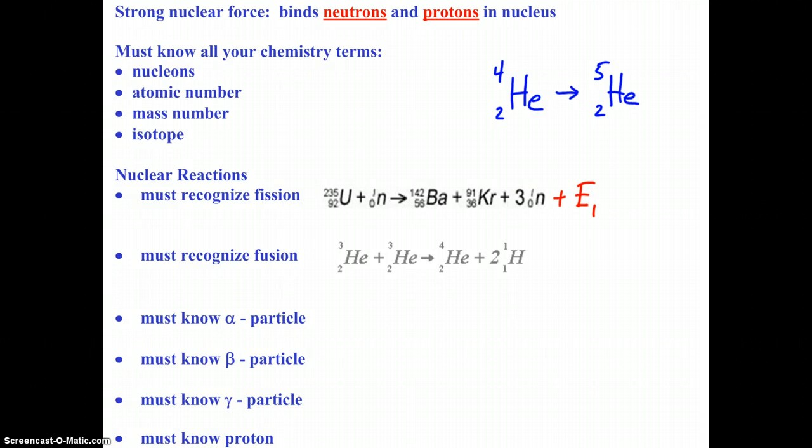Nuclear fusion, on the other hand, is where we have small elements that are combining together to produce larger elements. In this case, we have 2 helium isotopes that are combining together to form natural helium, and then we get 2 atoms of natural hydrogen also produced at the same time. This is one of several nuclear fusion steps, just showing one as an example. In the process of doing this, we also get a tremendous amount of energy given off.